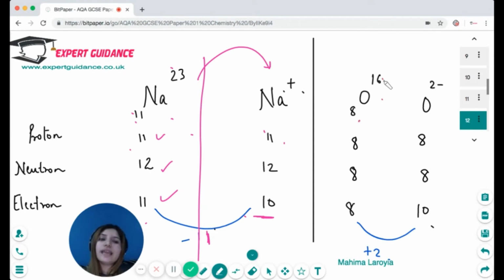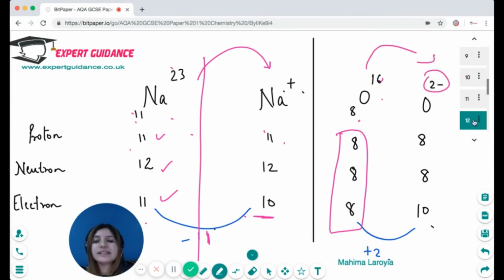Similarly, oxygen 8 and 16, they all have 8 as proton number, neutron number, and electron number. When it becomes 2 minus, it means it has gained 2 electrons. So you add 2 to their number of electrons and that becomes 10. Okay, so I hope you are now in a position to work out the proton, neutron, and electron number of an atom and an ion.